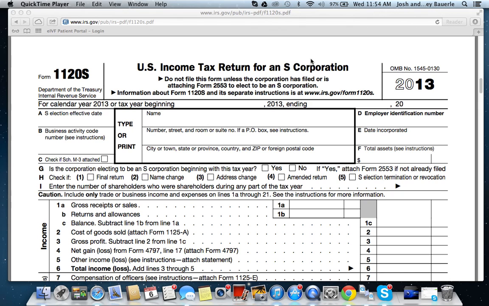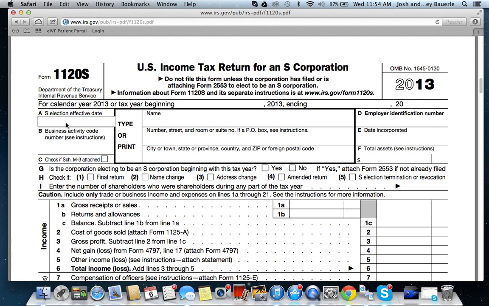Today we're going to look at how to fill out Form 1120S, which is the tax return for S corporations. The only people who would be using this form are people who had made an election to be taxed as an S corporation. So we'll look at the beginning here. You just go over the basic info.